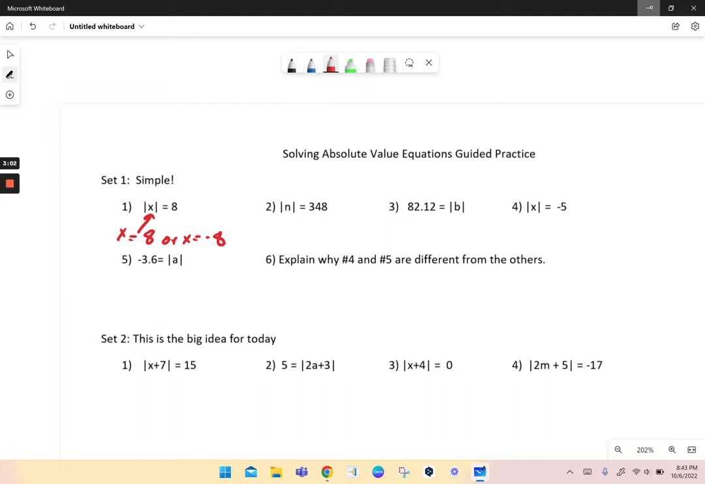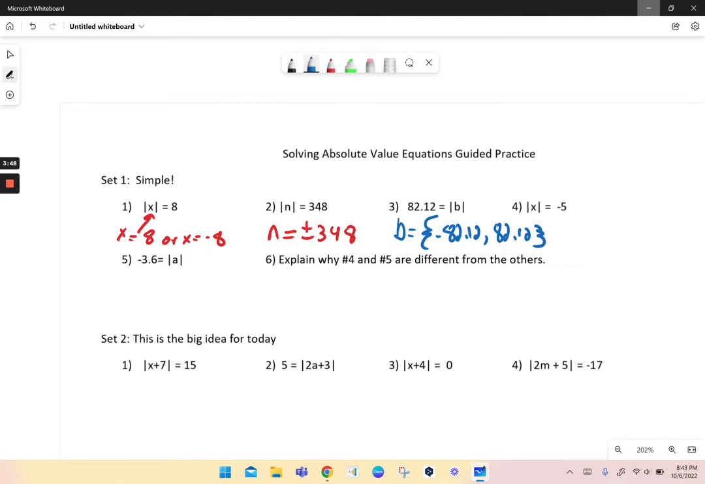The second one. Similarly, we could say n is equal to positive or negative 348 because if n is positive 348, absolute value of 348 is 348. And if n is negative 348, the absolute value of negative 348 is also equal to 348. All right, next one. The absolute value of b is equal to 82.2. So b could equal negative 82.12 or positive 82.12. Either way, the absolute value will turn it positive.